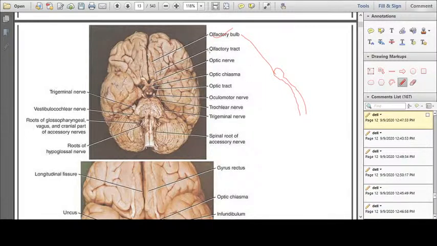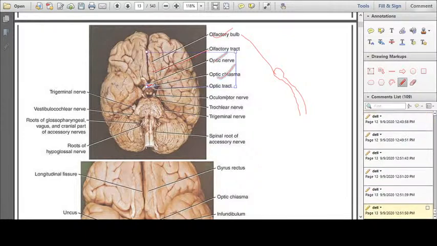This one is the olfactory tract, and there is also the optic nerve, which is present at the optic chiasma. This one right here is the optic chiasma. This is the optic nerve, and just below it is the optic tract. The oculomotor nerve is basically a cranial nerve. This one is the trochlear nerve. This is also a cranial nerve, the trigeminal nerve.